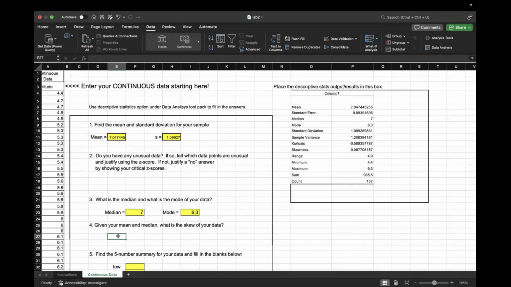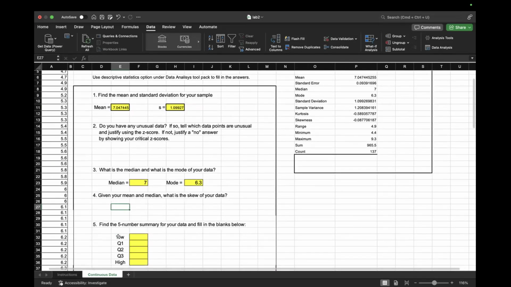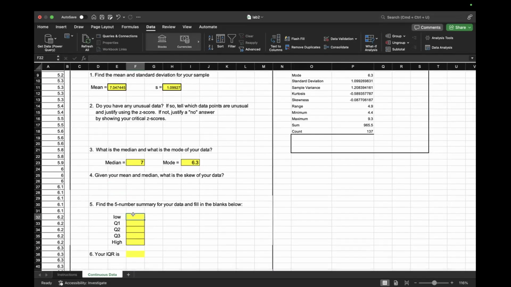So I want you to talk about the relationship between your mean and your median and what that says about the skew of your data. Okay. 5-number summary. The lower value equals the minimum. Enter.